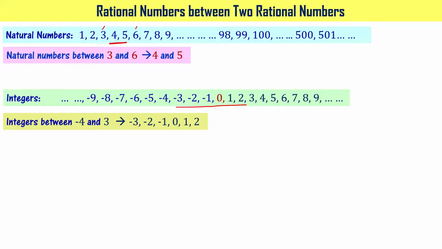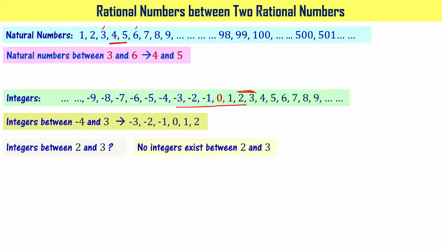The next question I can have is, can you write integers between 2 and 3? You have two integers, 2 and 3, next to each other. Are there integers between 2 and 3? The answer is no, no integers exist between 2 and 3. They are next to each other in the list of integers, so you cannot have any more integers in between, right?